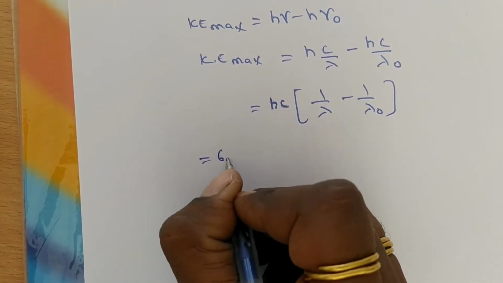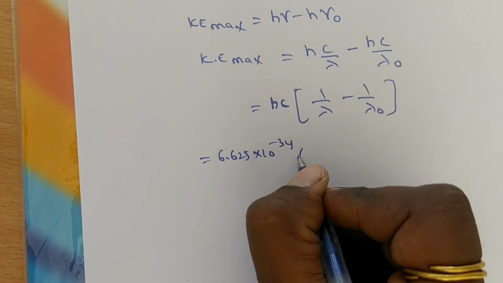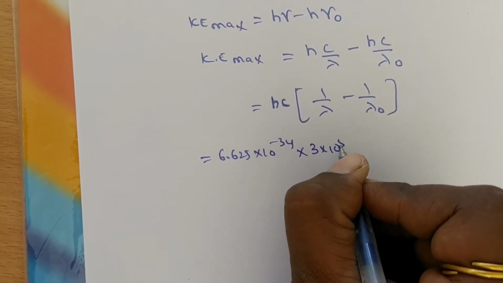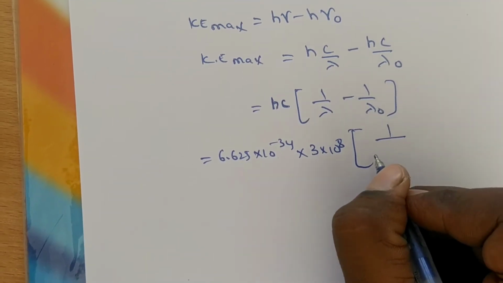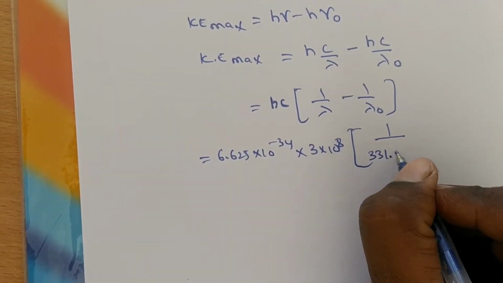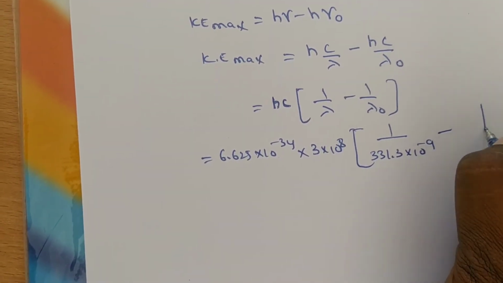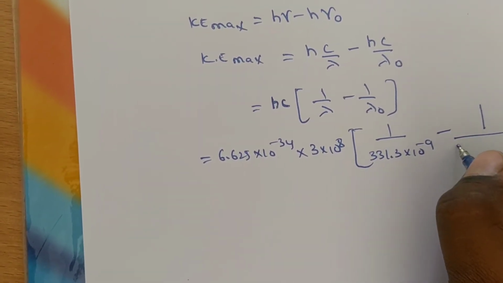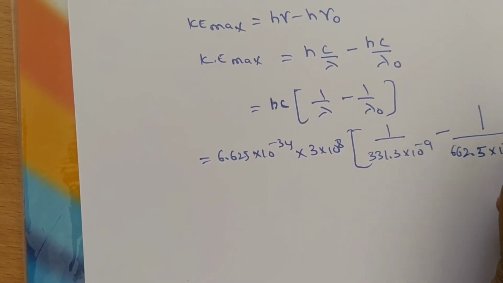H value is 6.625 into 10 to the power of minus 34. C value is 3 into 10 to the power of 8. 1 divided by lambda value 331.3 into 10 to the power of minus 9, minus 1 divided by lambda naught value 662.5 into 10 to the power of minus 9.